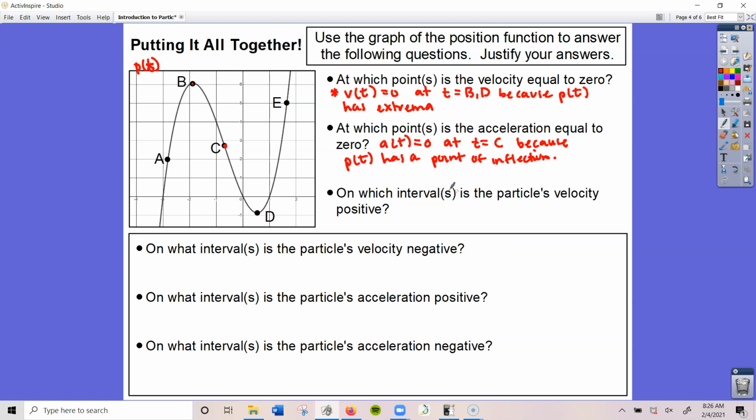Now, on which interval is the particle's velocity positive? Remember, velocity, first derivative. When is the first derivative positive? That's when the function is increasing. So we're looking for when the graph is increasing, which would be from 0 to b, union d to infinity. And we would say because P of t is increasing.